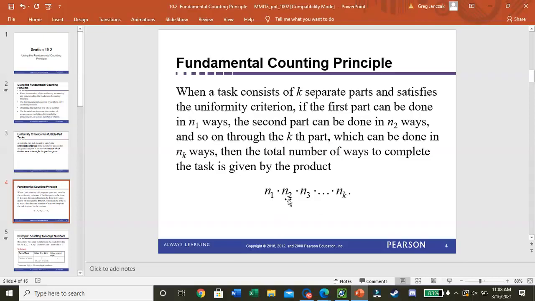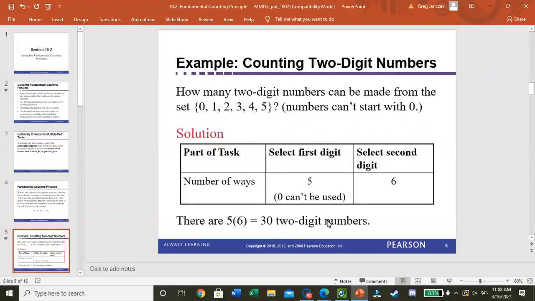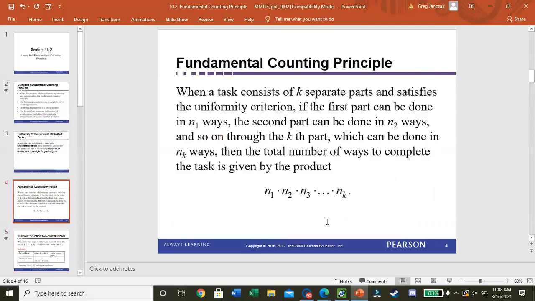So for the fundamental counting principle, we're going to multiply the number of possibilities for the first letter, the number of possibilities for the second, and so on. And then the product of all that is going to be the total number of possibilities that we can have as a result. So for example, if we're looking at the numbers 0, 1, 2, 3, 4, 5, okay, let's look at that on our board.